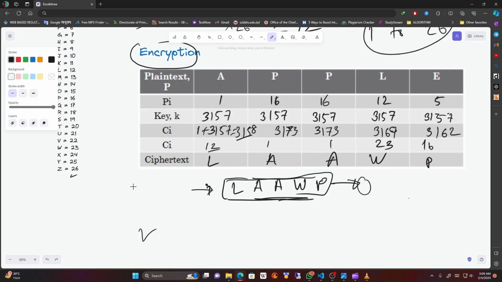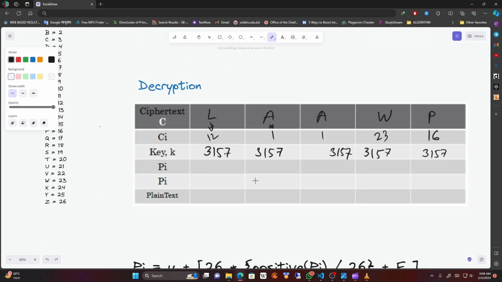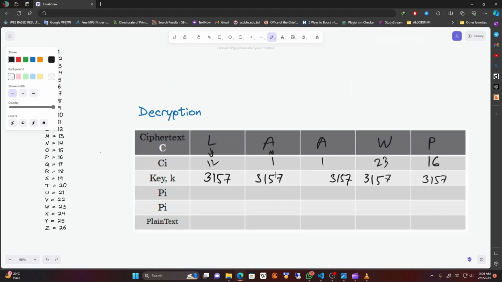So let's do our decryption algorithm, where we will use LAAWP as our ciphertext and 3157 as our key. We put down LAAWP as our ciphertext and 3157 as our key. Now let's put the index values of LAAWP. It is 12, 1, 1, 23 and 16.